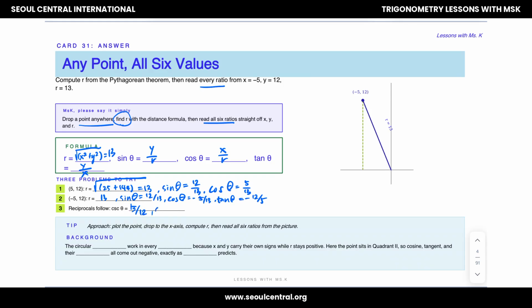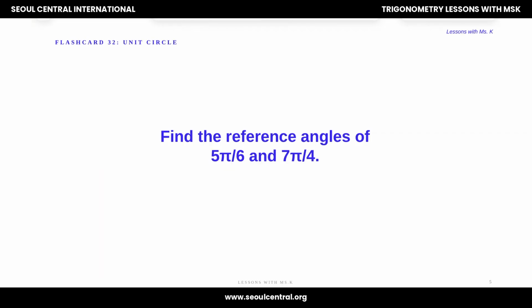One tip to approach these kinds of problems is to first plot the point, drop to the x-axis, compute r, and then read all 6 ratios from the picture. The background: the circular definitions work in every quadrant because x and y carry their own signs while r stays positive. Here, the point sits in quadrant 2, so cosine, tangent, and the reciprocals all come out negative, exactly as ASTC predicts.